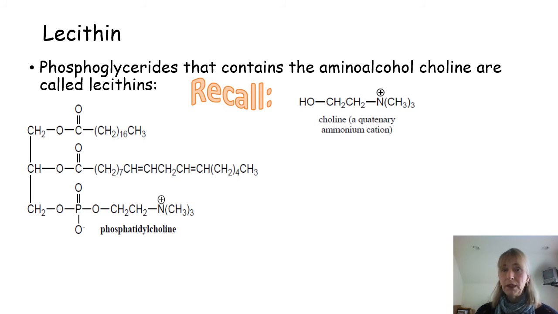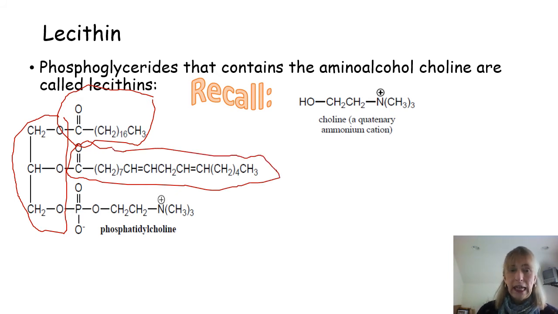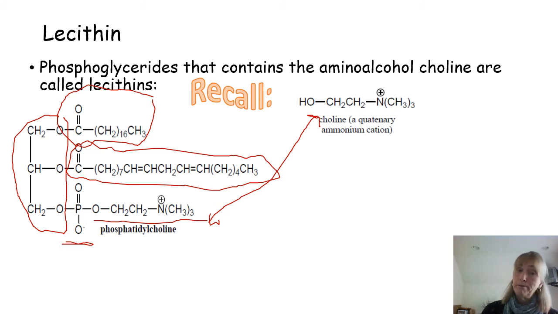So let's see if we can pick out these pieces. Remember what we said phosphoglycerides have. They have the glycerol. There it is, our glycerol part, always there. Fatty acid 1, fatty acid 2, these are going to vary. But the third linkage has the phosphate group, and that's linked to choline. Here's our choline. Notice the structure. We could see where that OH was, right here, CH2, CH2, and there's our quaternary ammonium. So when the amino alcohol hooked to that phosphate is choline, we have lecithin.